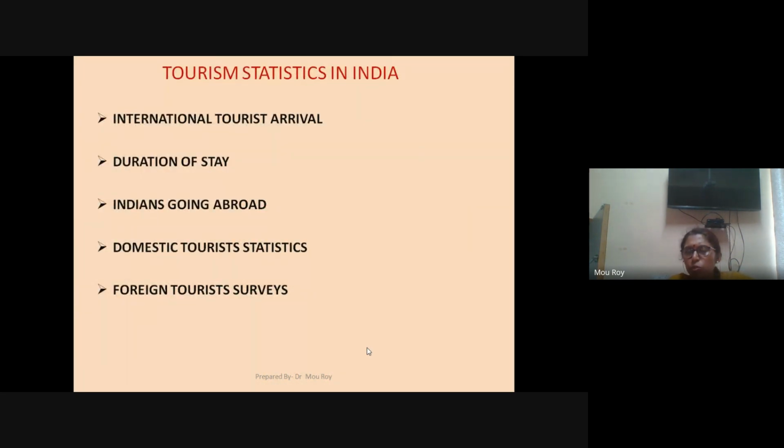These are some tools. For tourism statistics in India, you get how many international tourist arrivals there are in India, which state or part of the country has the maximum tourist arrivals, which season of the year has the maximum tourists, what the age group is, and their employment status, usually professionals, businessmen or students. This is how you get the statistics done.